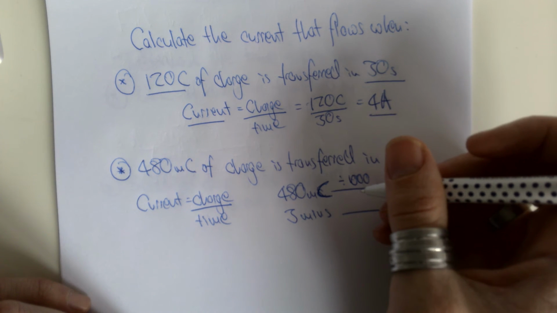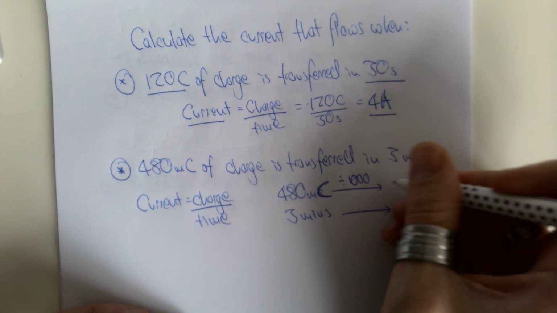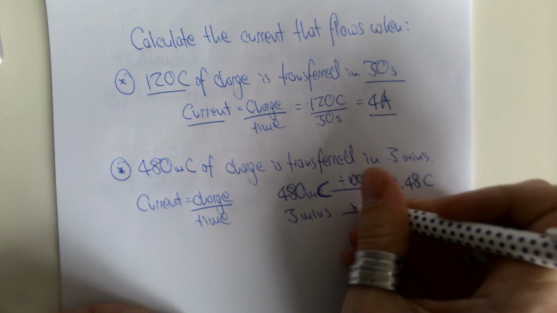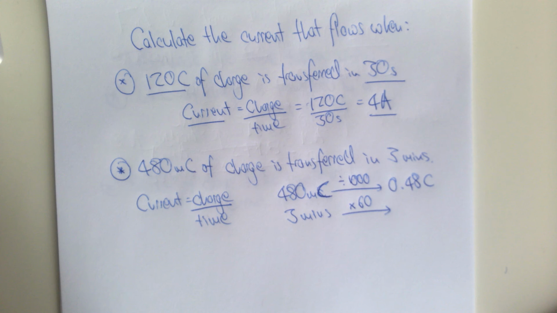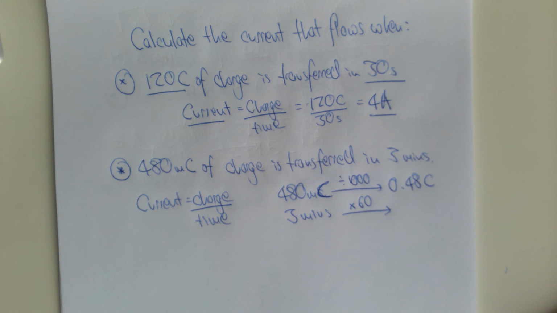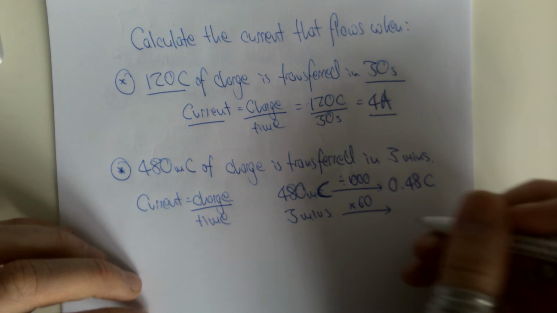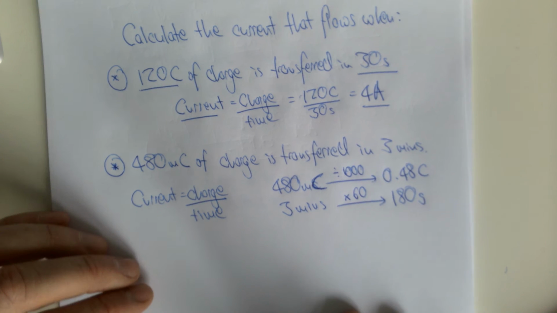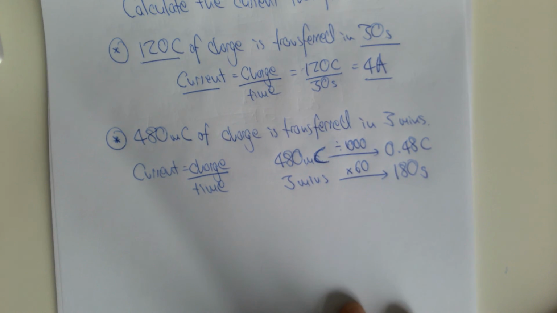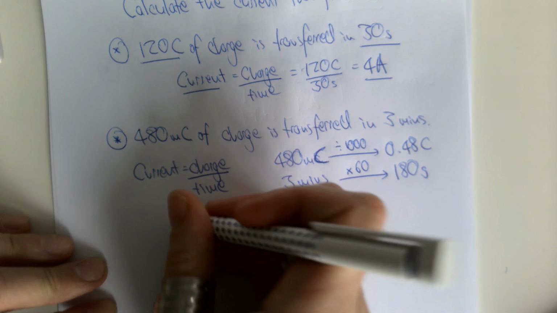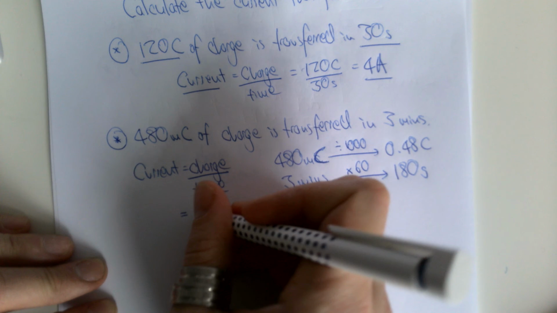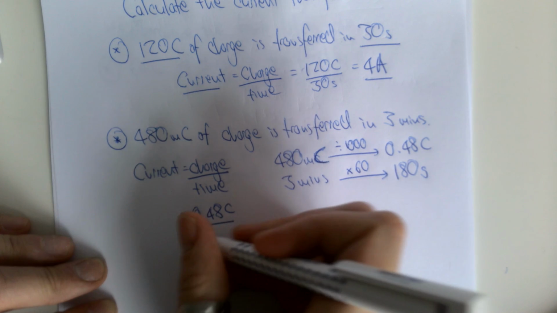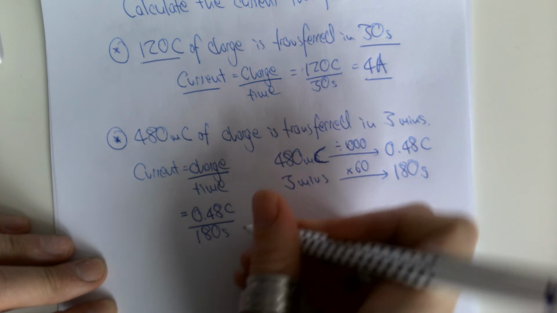Similar to milliamps in previous examples that we used, if we divide by 1000, we end up with 0.48 coulombs. In minutes, we know that we need to times by 60 to convert it into seconds. So 3 times 60 will give us 180 seconds. So all we then need to do is take our answers and plug these into the equation. So our charge we know to be 0.48 coulombs, and our time to be 180 seconds.